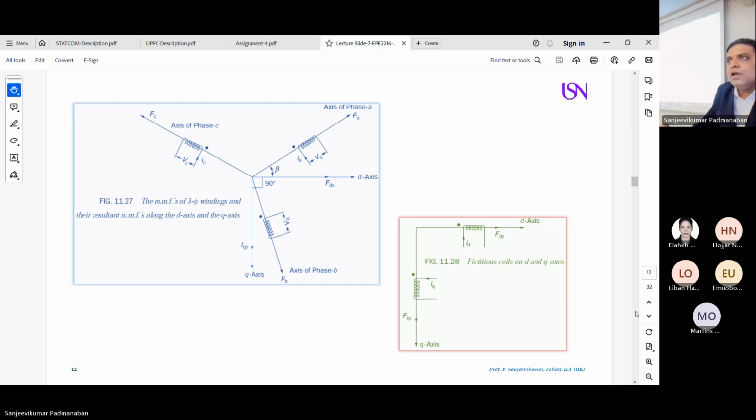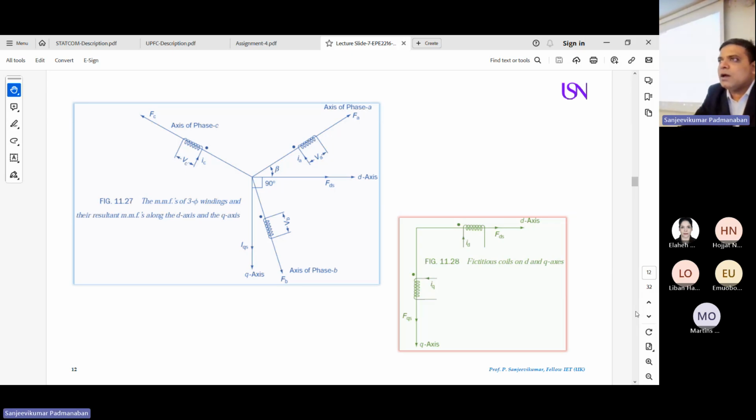Is it clear to you? If you use Clarke's transformation, your input is a voltage, your input is a current, three-phase with 120-degree phase shift. Output, again, will be AC, but the phase shift is only 90 degrees between D and Q. In order to differentiate, we call them alpha and beta. So D is like alpha, Q is like beta. So alpha controls active power, beta controls reactive power in Clarke's transformation.